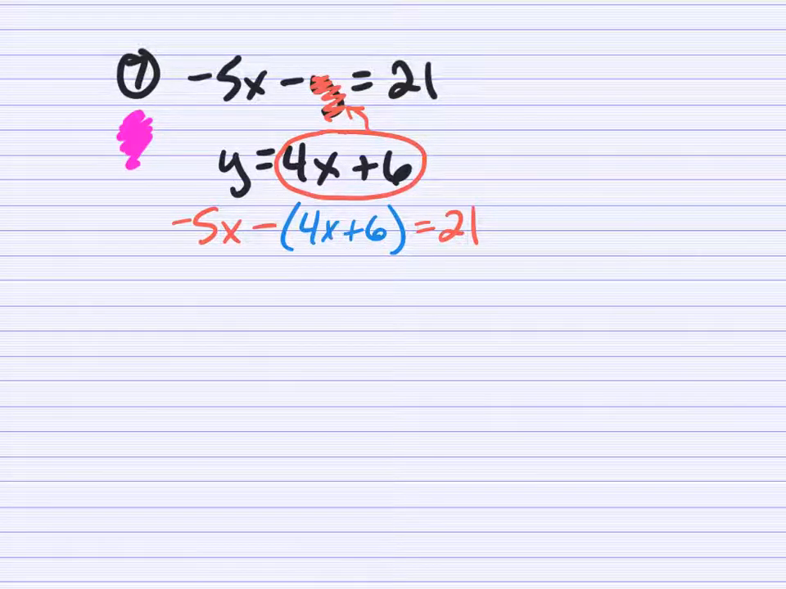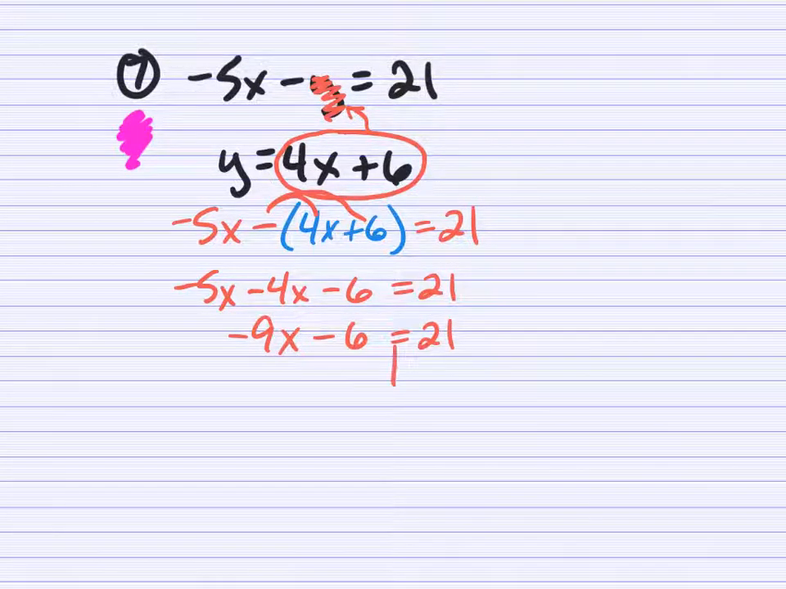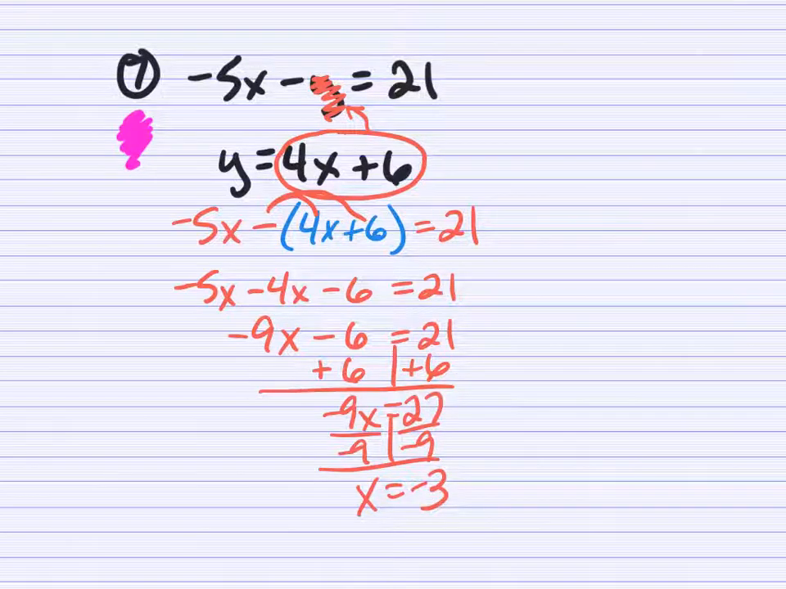From here, I see the distributive property with the negative symbol. Negative times 4x is negative 4x. Negative times 6 is negative 6. Like terms, negative 5x and negative 4x gives me negative 9x. Quick upside down t and solve this, and add 6. And then divide by negative 9. And we get x to equal negative 3.